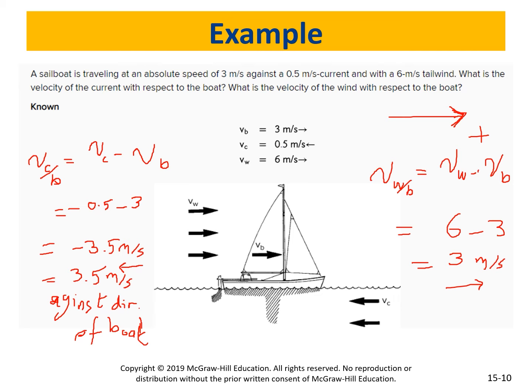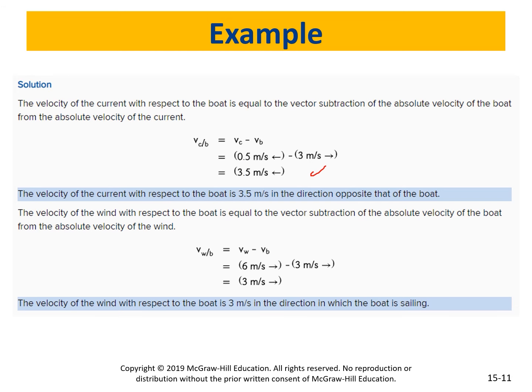Are we good? Yeah, but whenever you're putting something with respect to it, I will say in that direction. So I will say the velocity of the wind with respect to the boat is 3 meters per second in the direction of the boat. So that's good. And so that checks, right? 3.5 to the left, that's a solution. V current minus V boat, and that's negative 3.5 to the left.